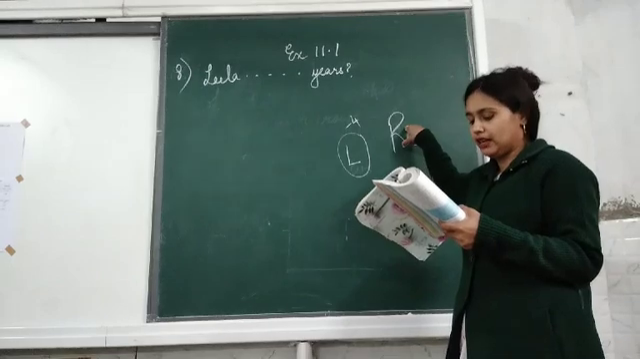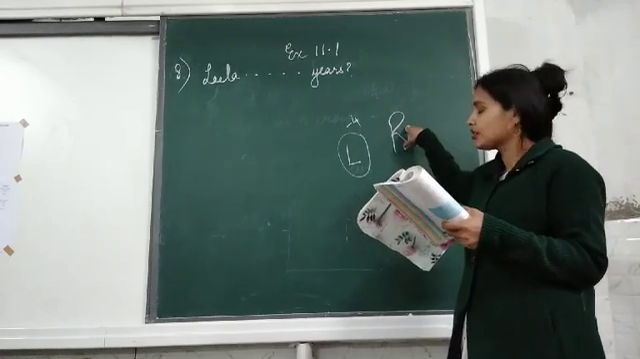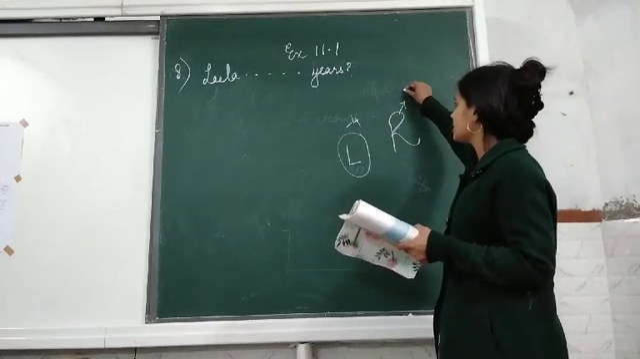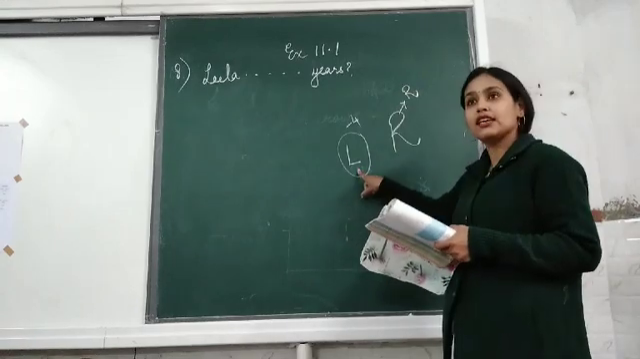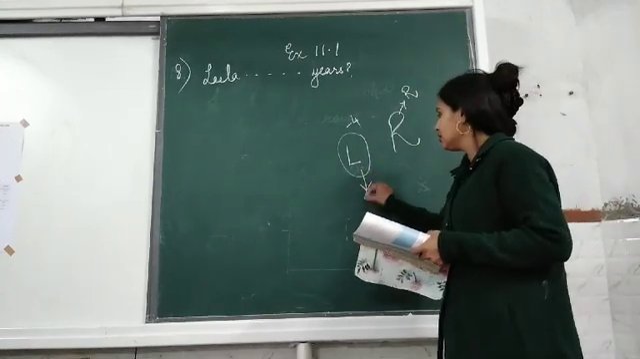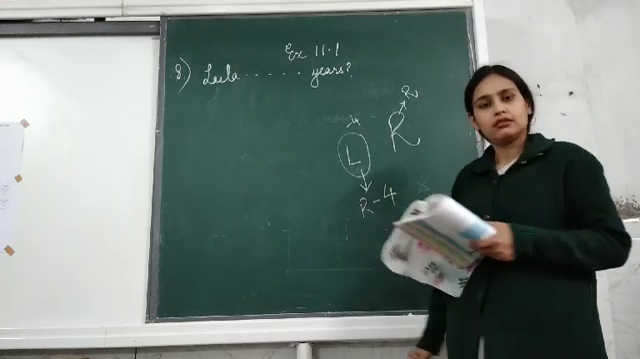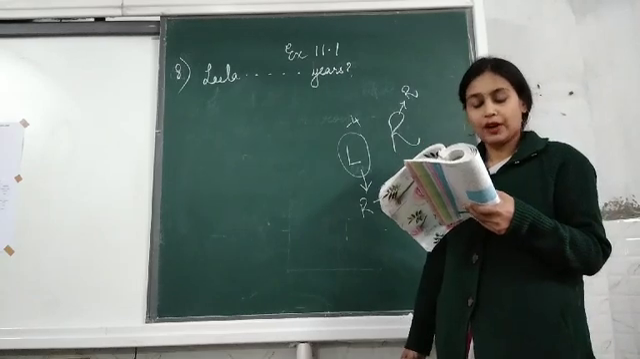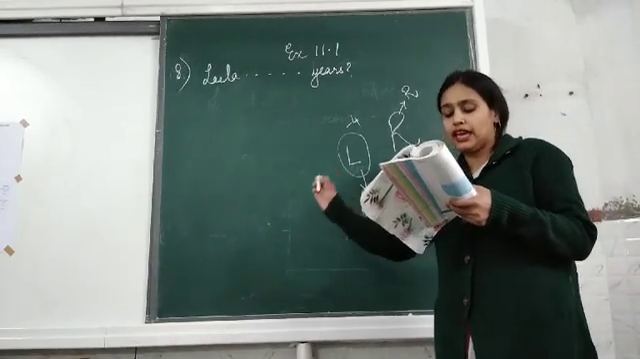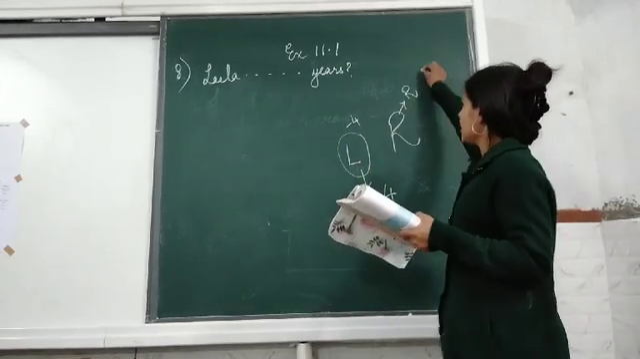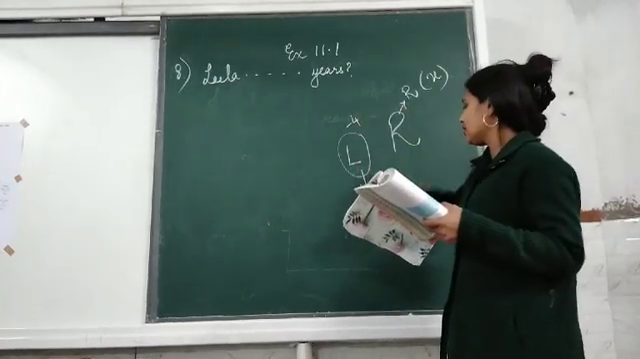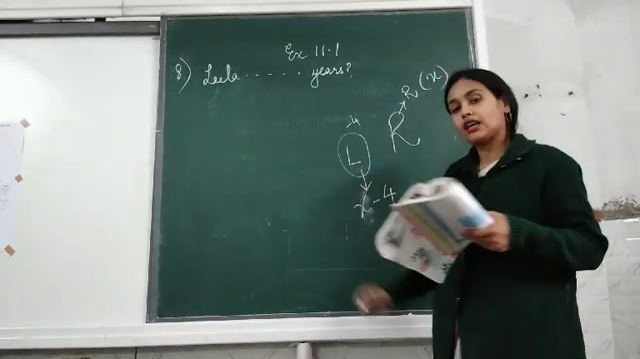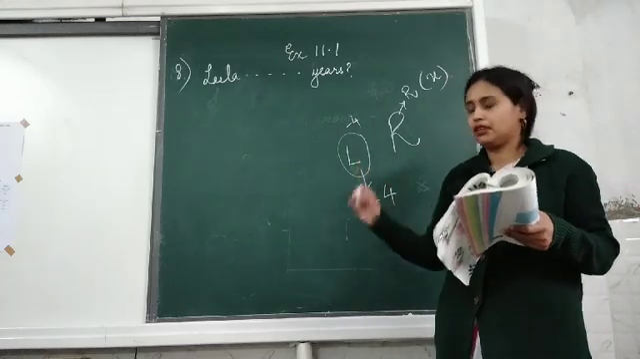Can you write Leela's age in terms of Radha's age? Whatever is Radha's age, suppose Radha's age is R. So what should be Leela's age in terms of Radha? R minus 4. Yes? So this much only we have to do. The last part of the question says, take Radha's age as X. So if Radha's age is X, what is Leela's age? Radha's age minus 4. So X minus 4.